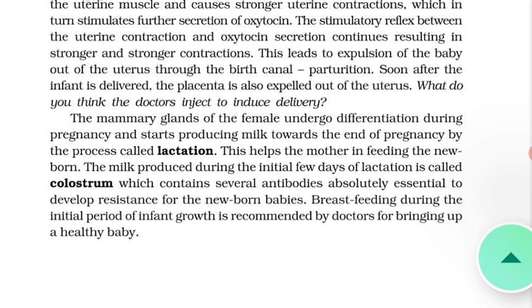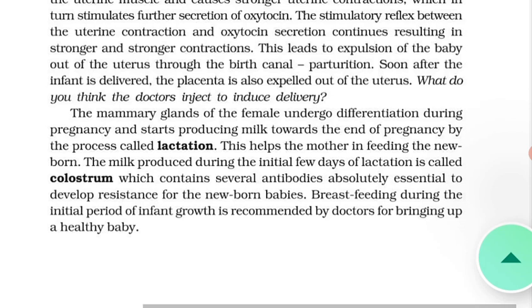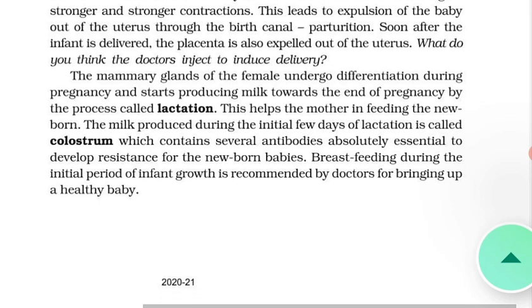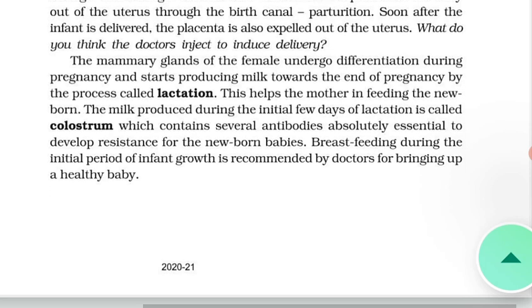ठीक है. The mammary gland of the female undergoes differentiation during pregnancy and starts producing milk towards the end of pregnancy by the process called lactation. This helps the mother in feeding the newborn.